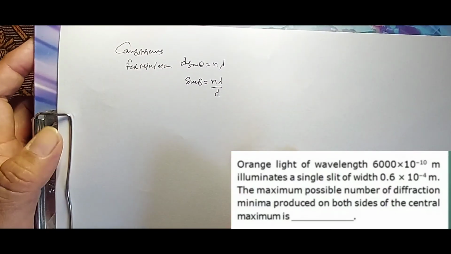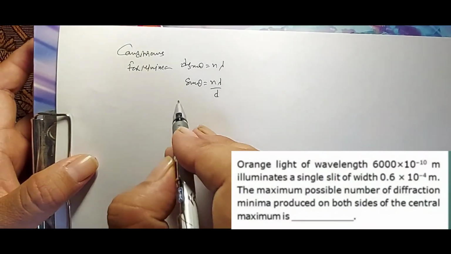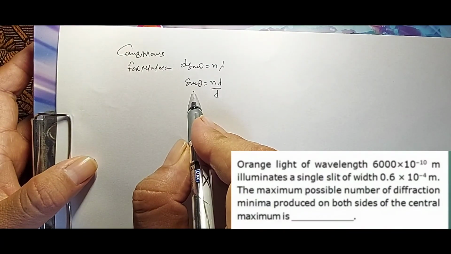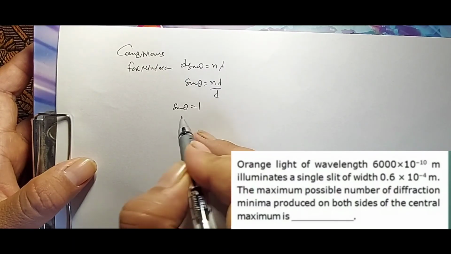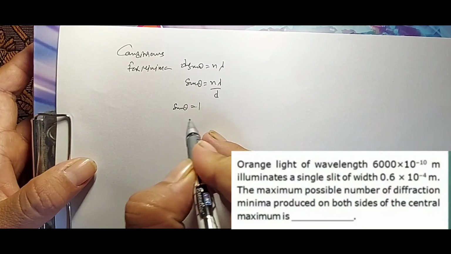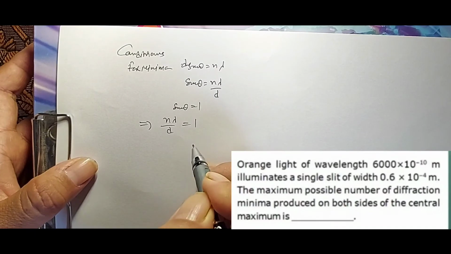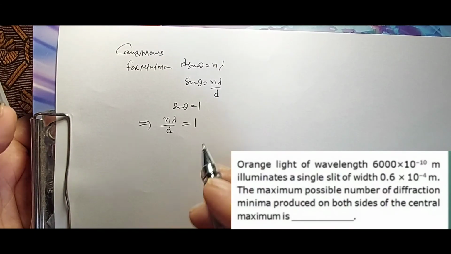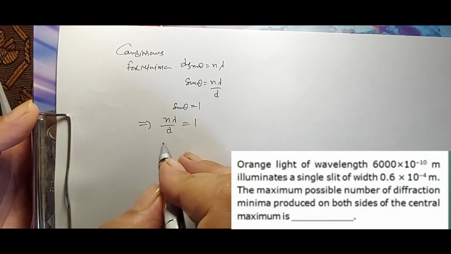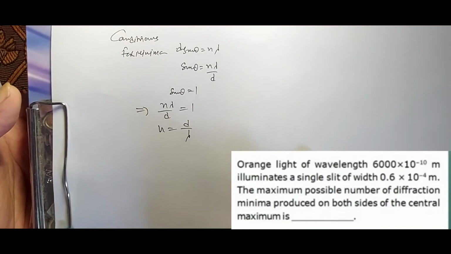We know the maximum possible number of diffraction minima occurs when sin theta becomes maximum, that is, when sin theta is equal to 1. That implies n lambda by d is equal to 1. So n is equal to d by lambda.